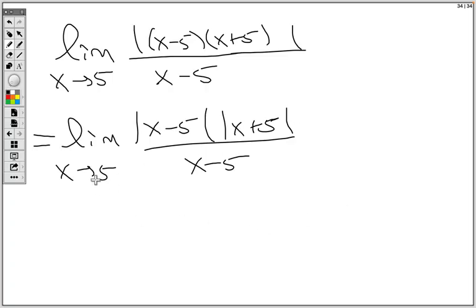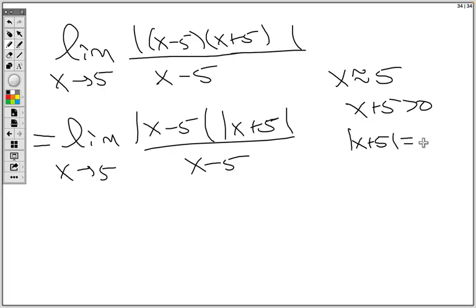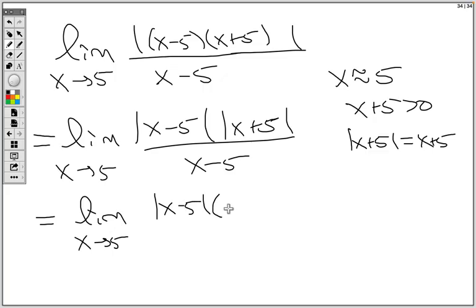And let's see which of these absolute values we can simplify here. I know that x is getting really close to 5. So that means the x plus 5 is going to be a positive number. So I don't really need the absolute values around the x plus 5. So I can go ahead and drop those. But near x equals 5, I've got to be careful because that's where this absolute value is going to change.